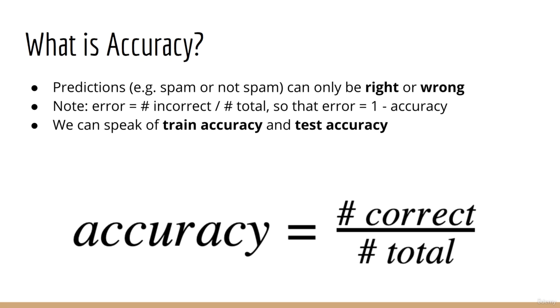Also, note that you can calculate the accuracy and error on both the train and test sets. So you can speak of the train accuracy and the test accuracy, which would be evaluated on the train set and the test set respectively.